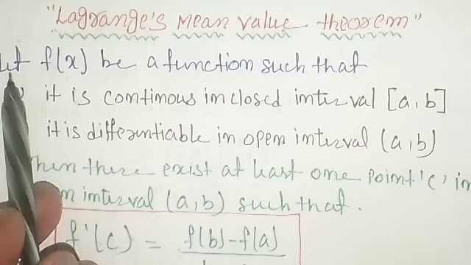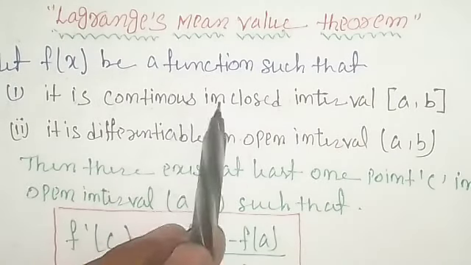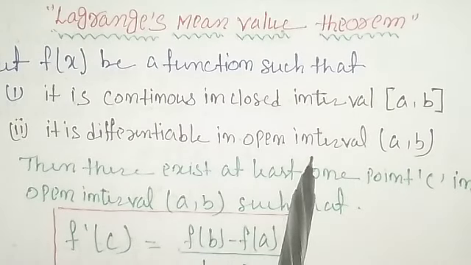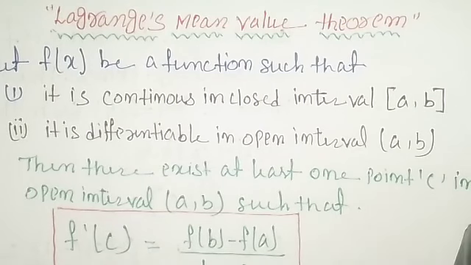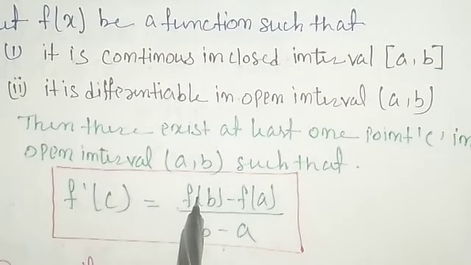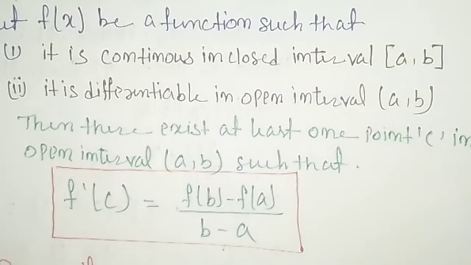Let f of x be a function such that it is continuous in the closed interval a comma b and differentiable in the open interval a comma b. Then there exists at least one point c in the open interval a b such that f dash of c is equal to f of b minus f of a by b minus a. It means any function is given to you and you have to verify it with Lagrange's mean value theorem.